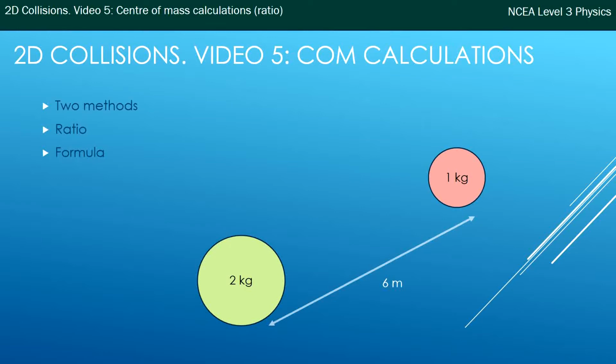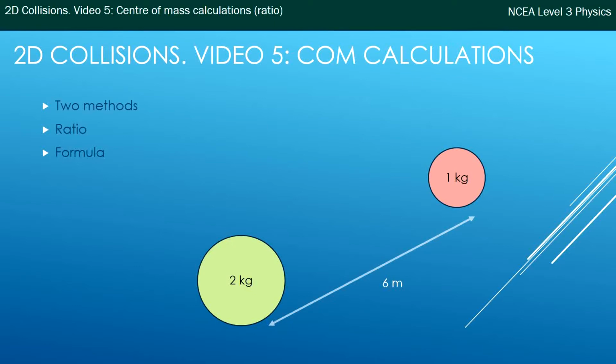We introduced the concept of centre of mass in the last video, and we're going to calculate where that centre of mass is for some simple systems, simple being just made up of two objects. There are two methods to do that: one is using the ratio method and one is using the formula. This video is going to be about the ratio, and the next video will be the formula method.